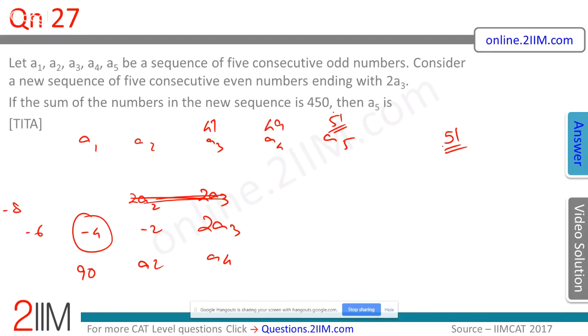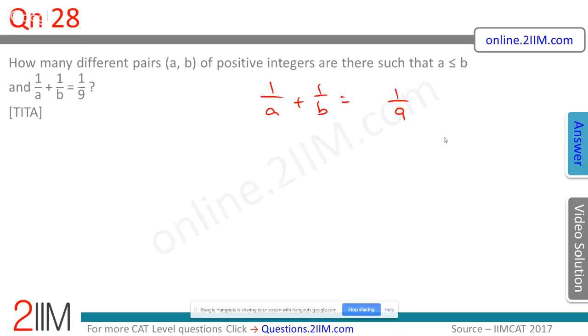So this irritates me. A new sequence of 5 consecutive even numbers ending with 2a3. The sum of the new sequence is 450, so the middle number should be 90. It ends with 2a3, so 2a3 should be 94, or a3 should be 47, then 47, 49, 51. A5 should be 51. I think that is right.